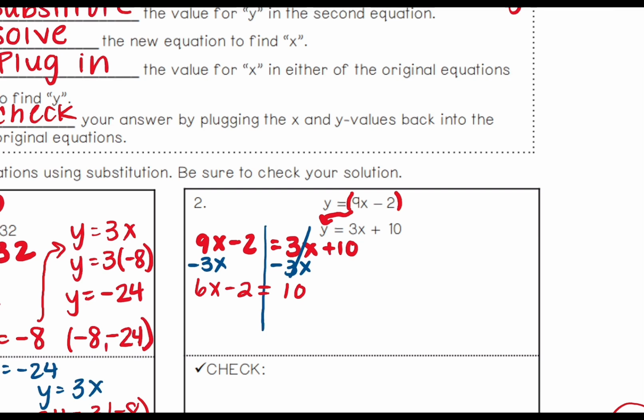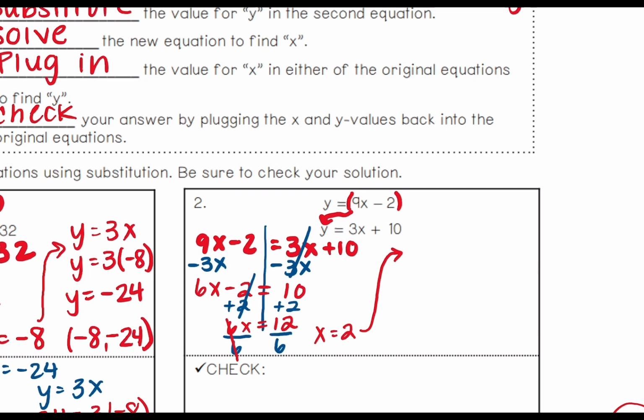So first I'm going to isolate my 6x, get rid of that minus 2 to get x by itself. I'm going to do that by doing plus 2 to make it 0. And now I get 6x equals 12. Last step, I'm going to go from 6x to 1x by dividing by 6, opposite of multiplication. And now I'll have 6 divided by 6 is 1x. 12 divided by 6 is 2. So I get x equals 2.